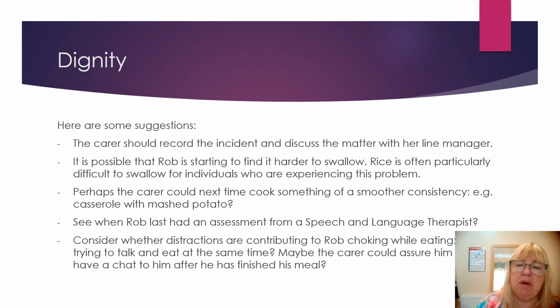Okay, some suggestions. For one thing, if there's any form of choking, you need to record it and discuss it when you get back because the care plan might change. There might be something changing for Rob. So we need to risk assess that a little bit. As people get older, and especially if they've got dementia, swallowing is one of the later symptoms of dementia. So it could be that his illness is getting worse. If he is finding it harder to swallow, you need to get that assessed first.